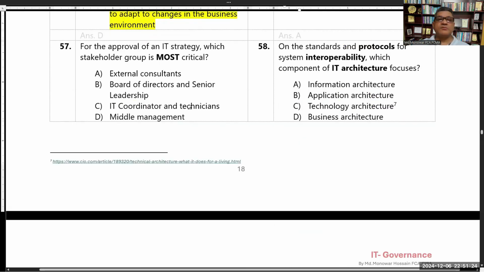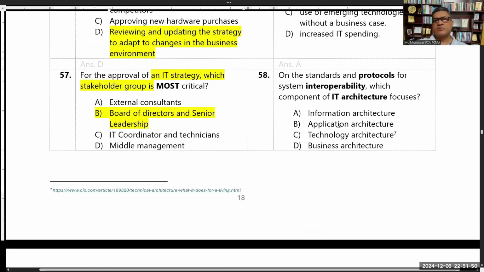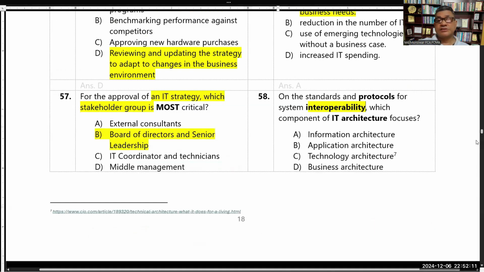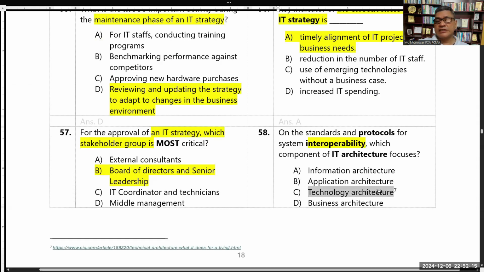Answer A. For the approval of the IT strategy, which stakeholder group is most critical? So for IT strategy approval, the board of directors as senior leadership is the most critical stakeholder. On the standards and protocols for system interoperability, we know what interoperability is, and which component of IT architecture it focuses on. So it focuses on technology architecture.